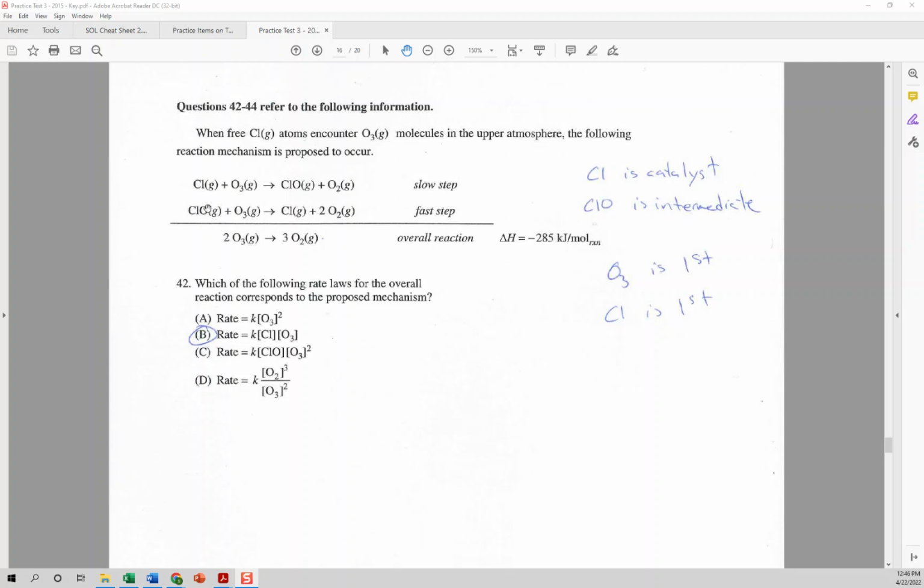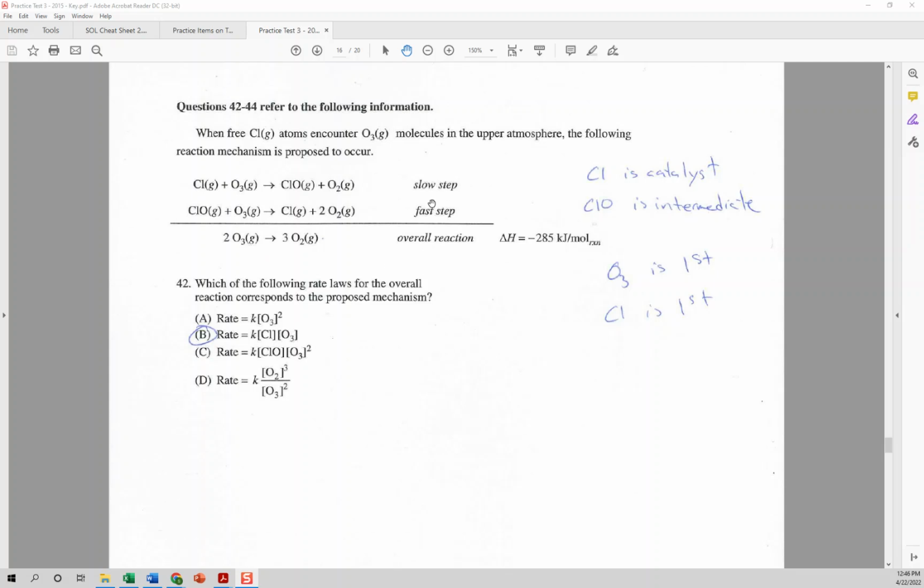It's just asking us, based on this overall reaction mechanism, what is the rate law? So please, never select D when you're finding a rate equation. You don't have a denominator, okay? We can only use the slow step and any steps beforehand, but since the first step is the slow step, that's the only one we're going to use. Ozone shows up once, so it's first order, and chlorine shows up once, so it's first order, so B. They're both first order, okay?